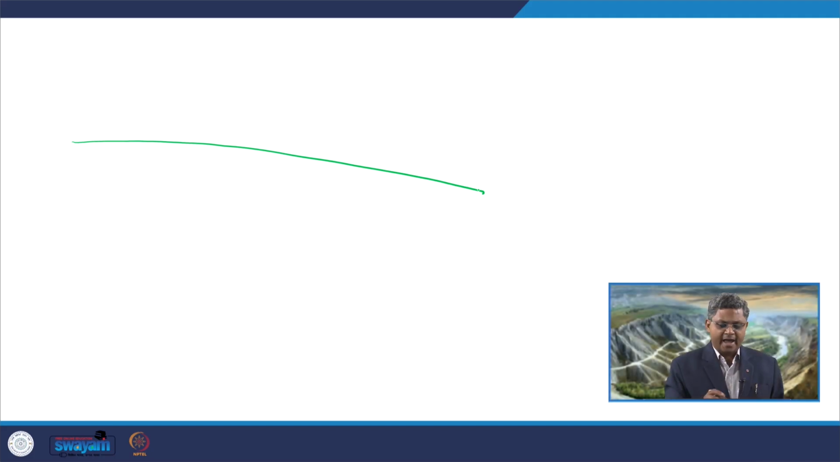So, what is the scenario? Say this is the shelf area and during the fall this is the shelf edge. What we have discussed during our discussion on forced regression, the late phase of forced regression, late FSST, we assume that the base level is reaching over here.